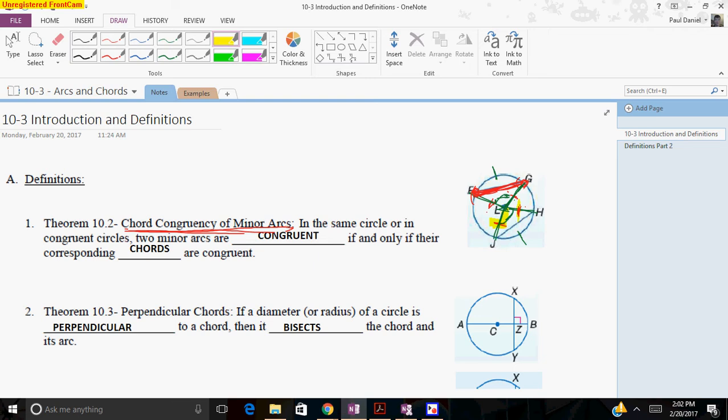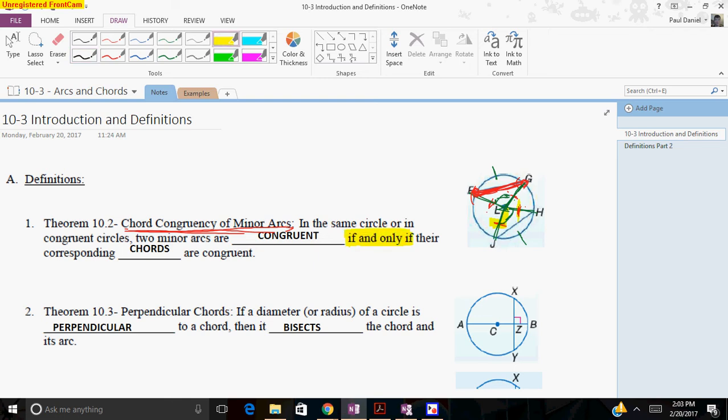So they are congruent. If they are congruent, then all of their parts are congruent, and that is why FG and JH are congruent as well, those two line segments. So their chords are congruent if their arcs are congruent. Also, if the chords are congruent, then their arcs are congruent. It goes both ways. Remember, that's what that if and only if means, right?